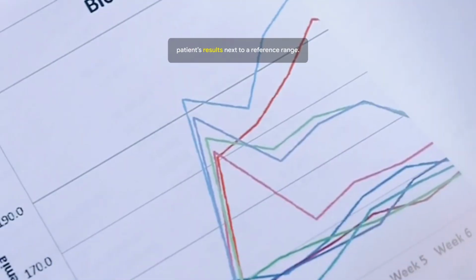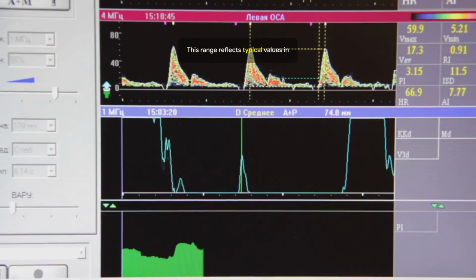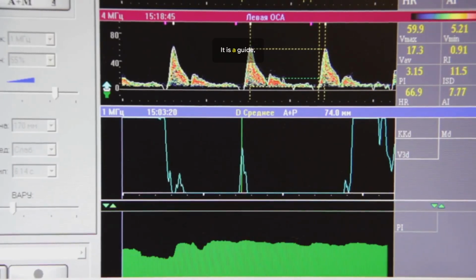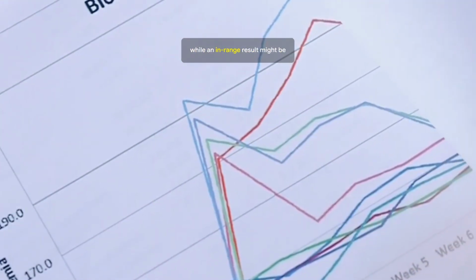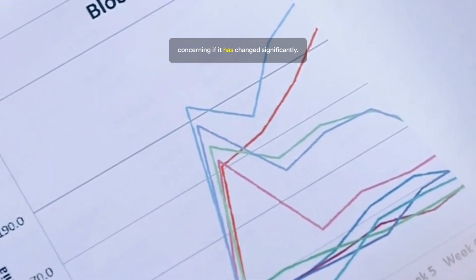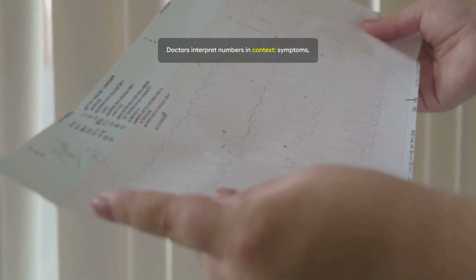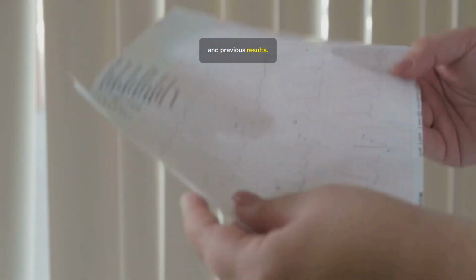On an FBC report, you will see the patient's results next to a reference range. This range reflects typical values in about 95% of healthy adults. It is a guide, not a rigid boundary. A slight outlier may be normal for an individual, while an in-range result might be concerning if it has changed significantly. Doctors interpret numbers in context: symptoms, medical history, and previous results.